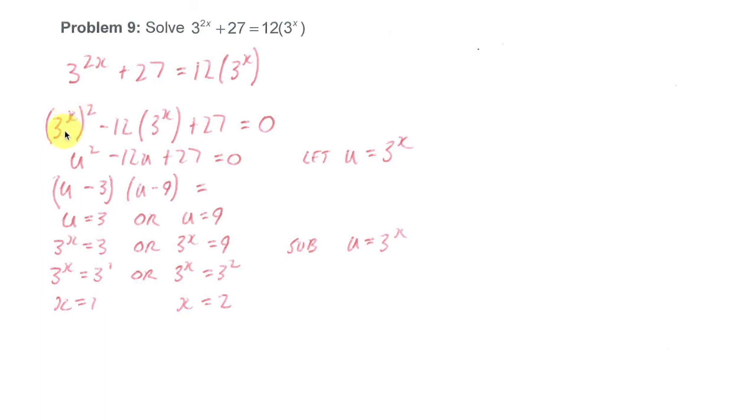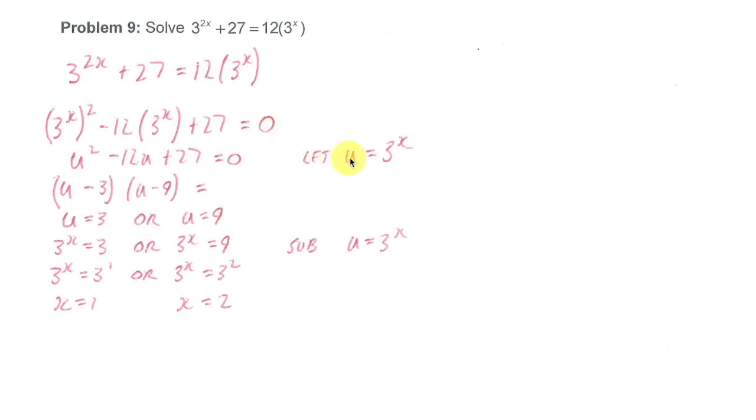So if I want to put this base 3 and then something to another power, I could also rewrite that 3 to the power of 2x as being 3 to the power of 2, raised to the power of x. But I chose the other way, 3 to the x raised to the power of 2, because now I've got this lot of junk and this lot of junk being exactly the same. So some junk squared minus 12 lots of that same junk plus 27 is equal to 0.